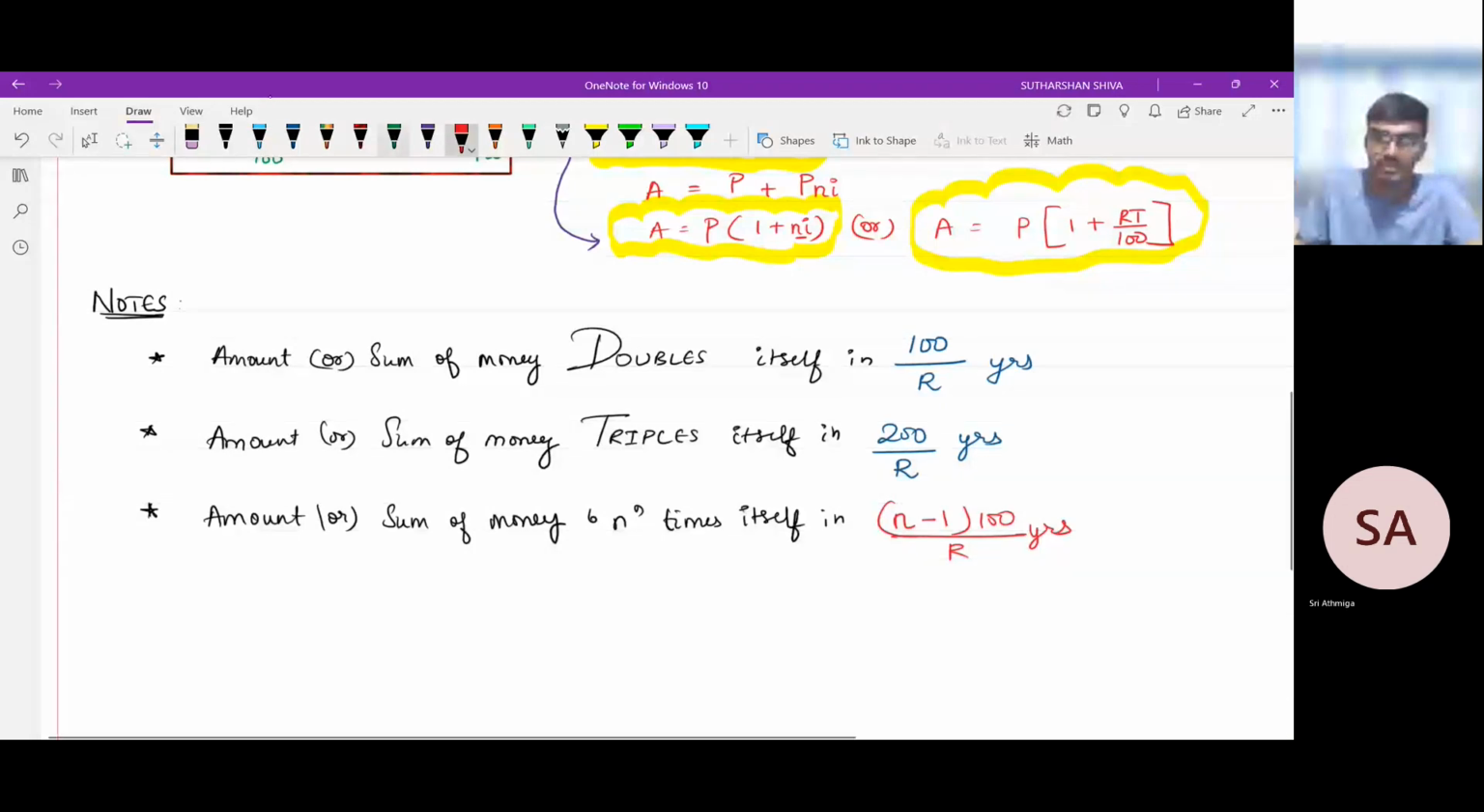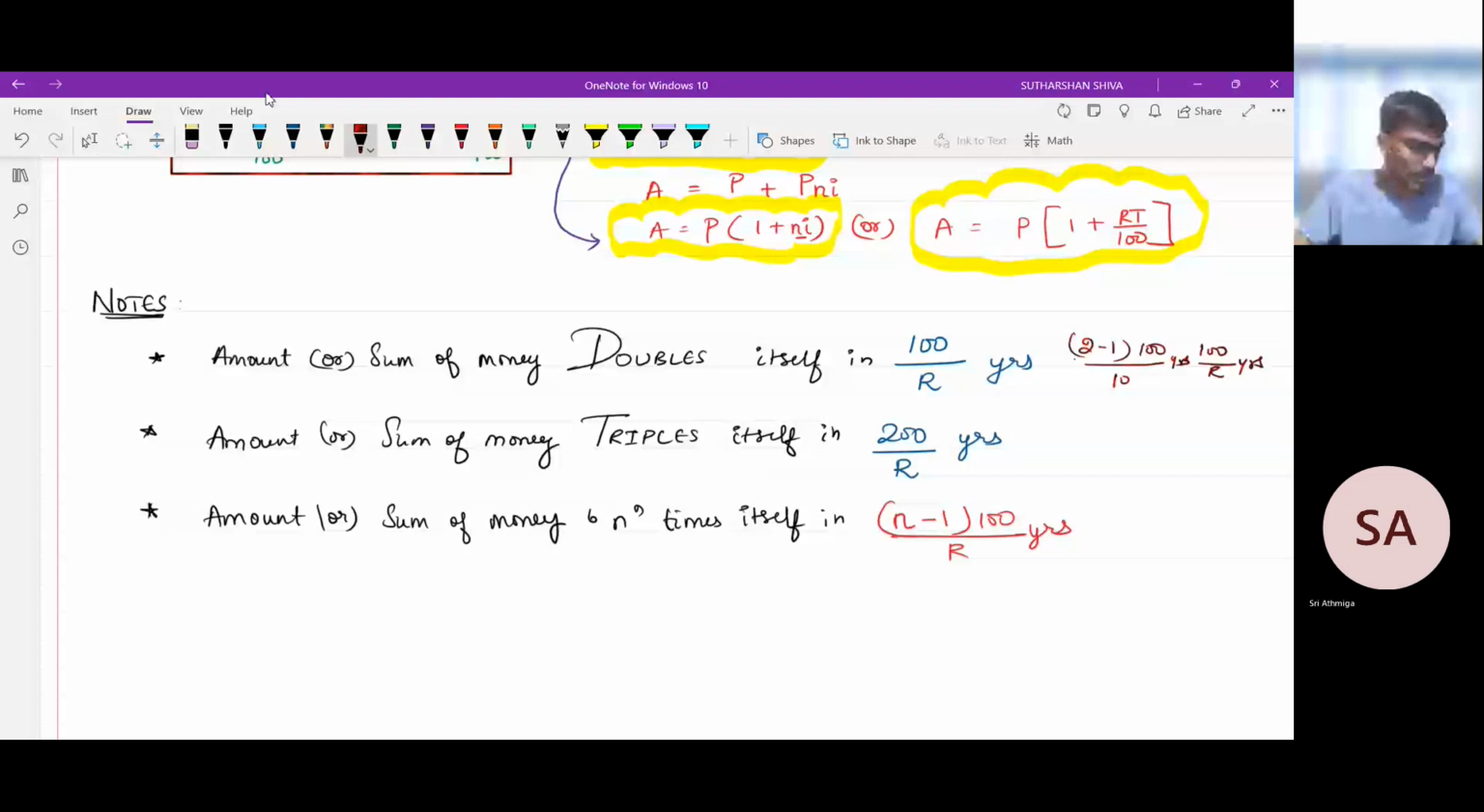Okay. How does this 100 come now? (n minus 1) into 100 divided by R. For doubles itself, the n value is 2, minus 1, into 100 divided by the R value, let's say 10, into years. So it will be 100 by R years. Like this, it has been derived. This is the important note regarding the tricks I wanted to give you for simple interest problems.